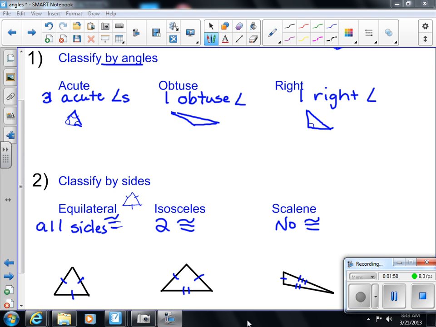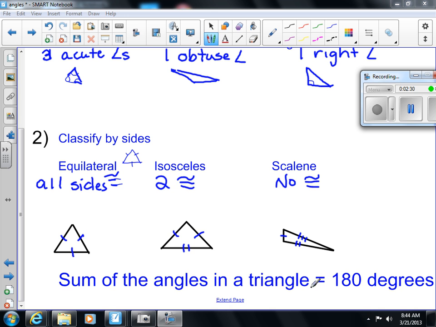So every triangle kind of has a first and last name. The first name is either going to be acute, obtuse, or right. And then its last name is going to be either equilateral, isosceles, or scalene. It can be an obtuse isosceles. You won't probably ever find an obtuse equilateral. That just can't happen. But you could have an obtuse scalene. You could have a right isosceles, a right scalene.